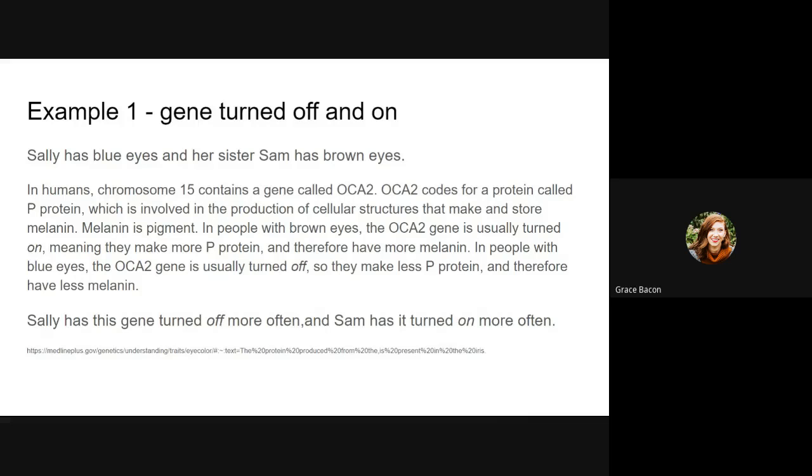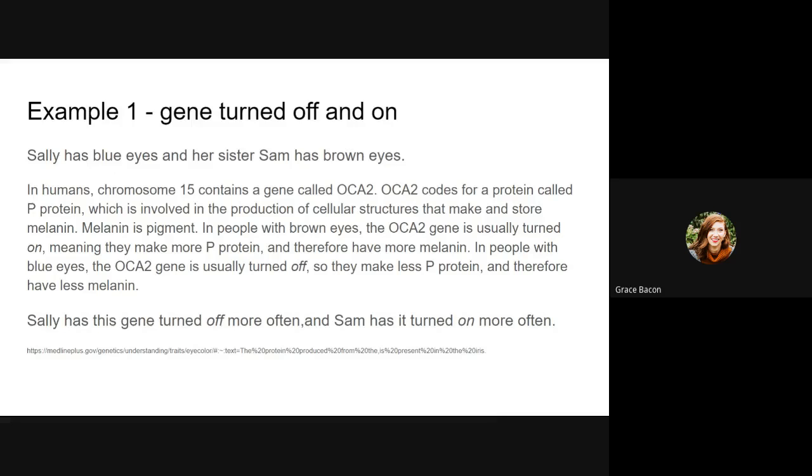Here are some examples kind of summarizing all of that, wrapping it up together. So let's say the thing we observe as scientists is that Sally has blue eyes and her sister Sam has brown eyes. So here are the real genes that are involved here. In humans, on chromosome 15, remember there are 23 pairs, 46 chromosomes, they're all numbered. So on chromosome 15, there's a gene called OCA2. This kind of structure where you see a few capital letters and numbers, that's usually what a gene name will look like, just kind of that sort of abbreviation.